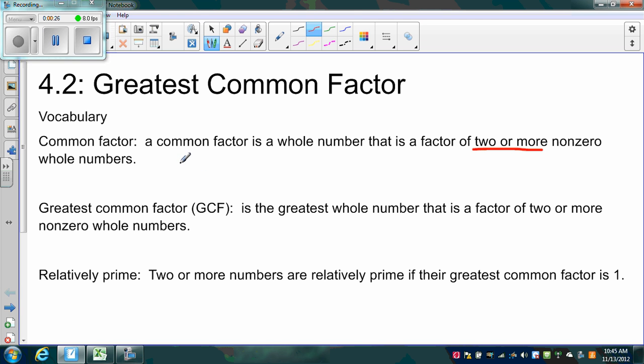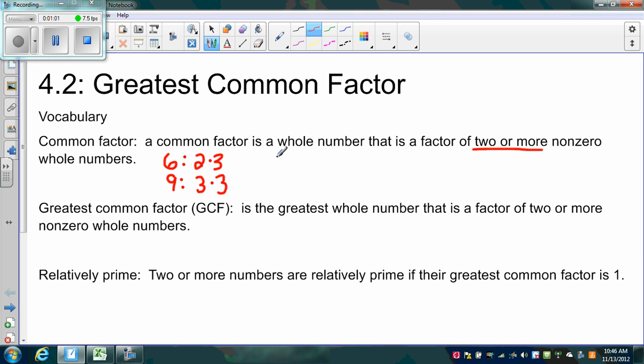An example of this could be 6 and 9, where 6's factors are 2 times 3, and 9 is 3 times 3. So they both have 3 in common. So a common factor for 6 and 9 is 3. The greatest common factor is the greatest whole number that is a factor of two or more non-zero whole numbers.